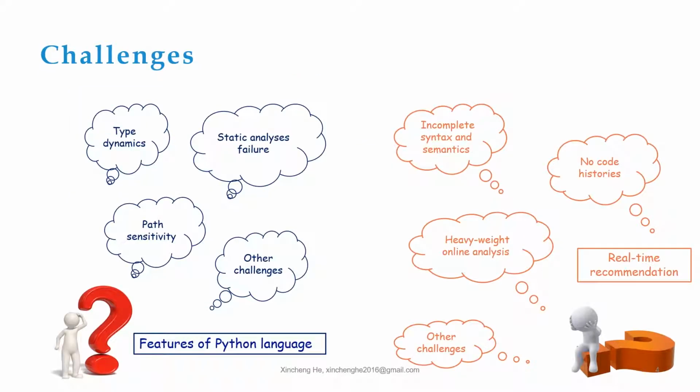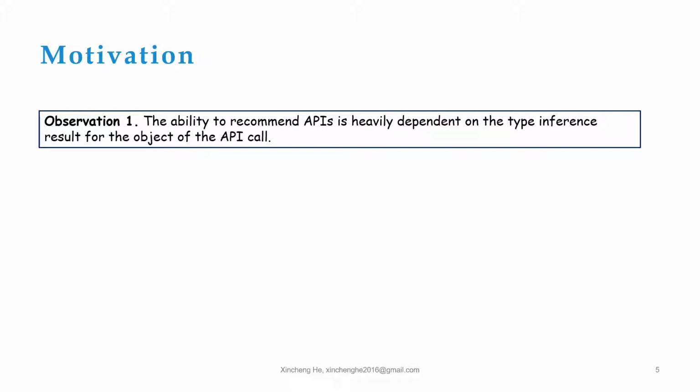The task is challenging, in part because of features of the Python language, such as type dynamics, static analysis limitation, and path sensitivity. Furthermore, real-time requirements pose additional challenges, such as incomplete context, lack of code histories, and not being able to afford high overheads. Facing these challenges, API recommendation approaches based on learning tend to have better performance. However, they have some limitations. Visual Studio IntelliCode is a state-of-the-art recommendation tool for Python. It's learning-based. We use it to demonstrate a number of limitations of such methods. Then we motivate the design of PyART and show the different recommendation results.